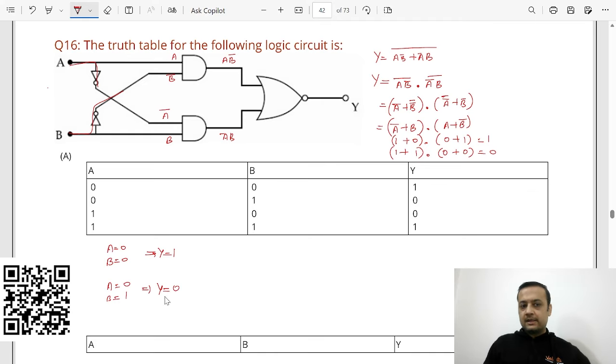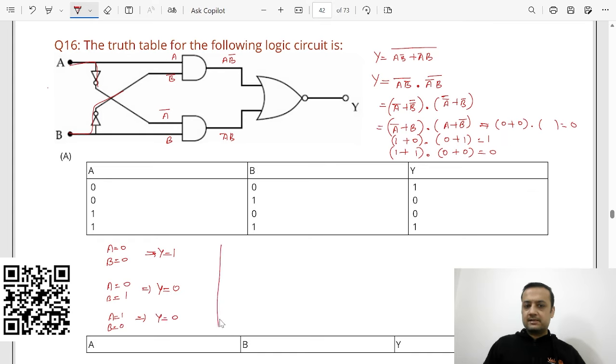Then if a is 1 and b is 0, then what will happen? If a is 1, then a bar will become how much? A bar will become 0 and b is already 0, and now irrespective of this, 0 into something is always 0. So again this answer will be 0.